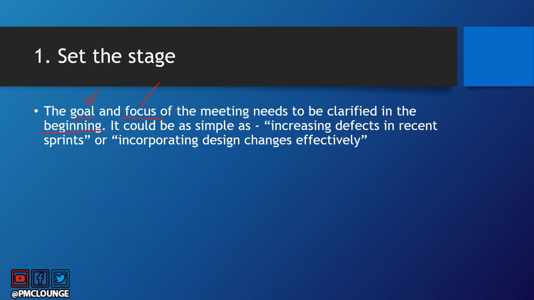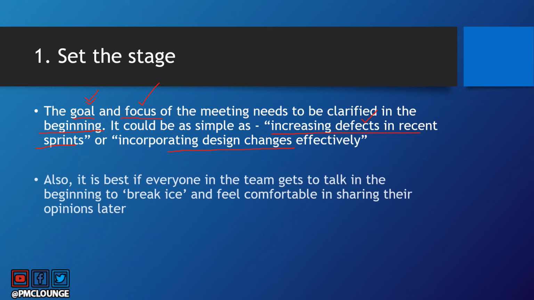Now, this could be as simple as increasing defects in recent sprints. This could be the focus area of your retrospective, that you are seeing an increase in the number of defects in your previous sprints, so you want to focus the retrospective meeting on just that. Or you want to understand how to incorporate design changes effectively. These two are examples of a focused retrospective meeting.